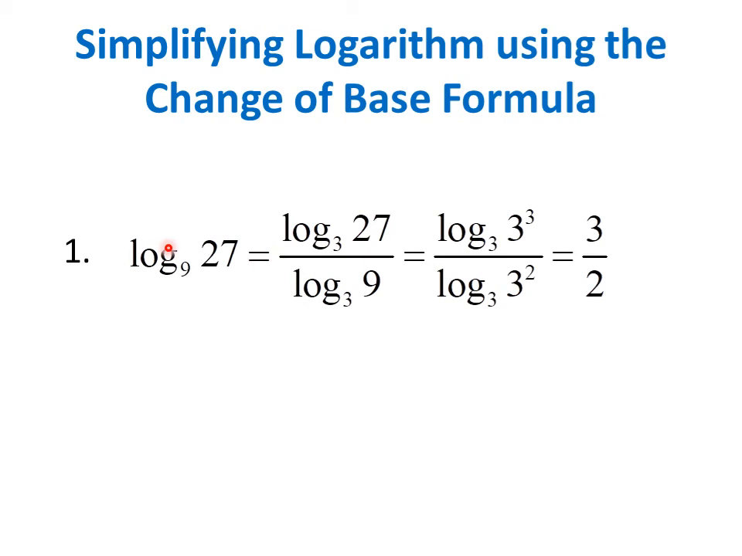So let's rewrite this into this fraction. We have log to the base 3 of the original argument 27 divided by log to the same base 3, the new base, of the original base 9. Next, since we are getting the log to the base 3, we have to express 27 and 9 as the base 3 raised to some exponent. Let's consider 27. 3 times 3 is 9 times 3 is 27. So 27 is 3 cubed. And we know that 9 is 3 squared.